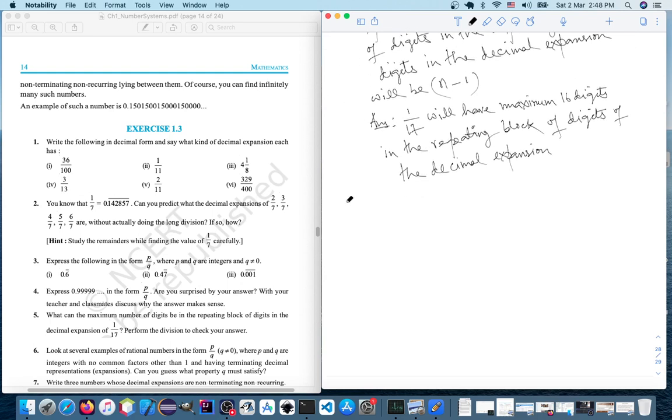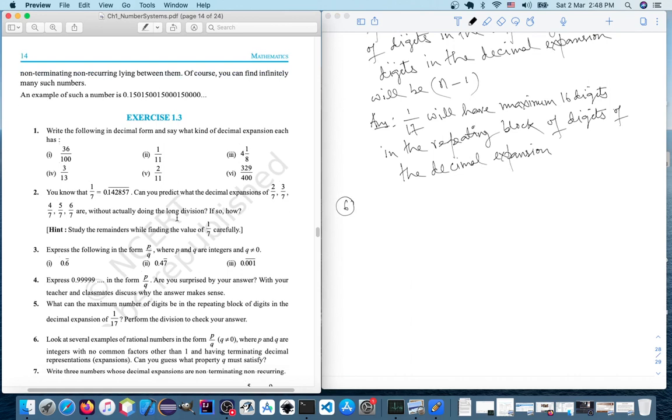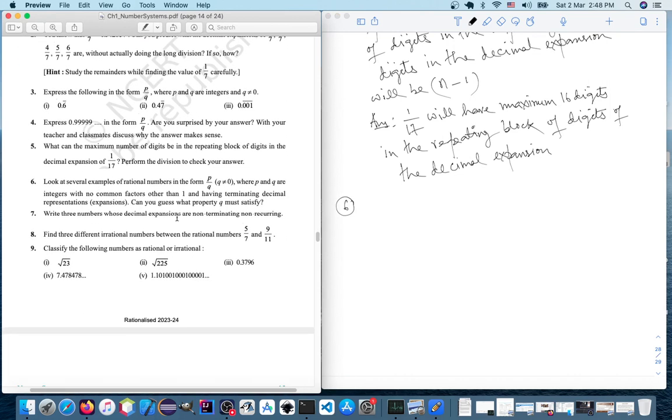What does problem 6 say? Look at several examples of rational numbers in the form p by q, where p and q are integers with no common factors other than 1 and having terminating decimal representations. Can you guess what property q must have? It is saying to consider rational numbers p by q where p and q have no common factors. When p and q do not have any common factors other than 1, they are called co-primes.